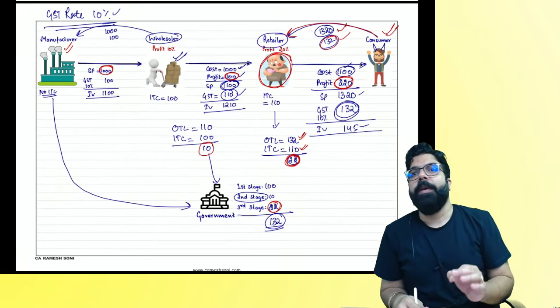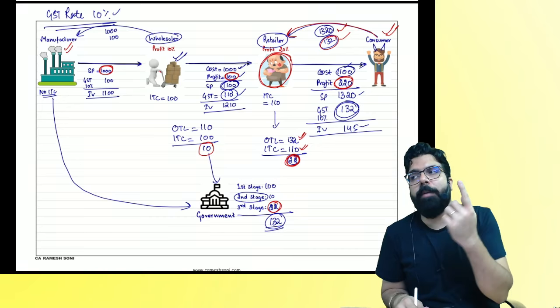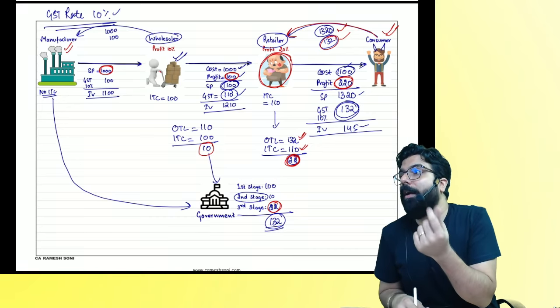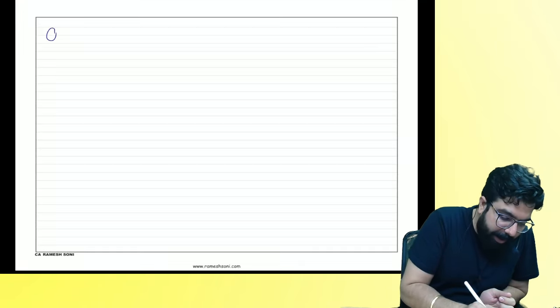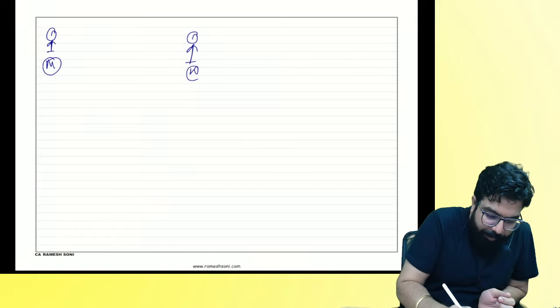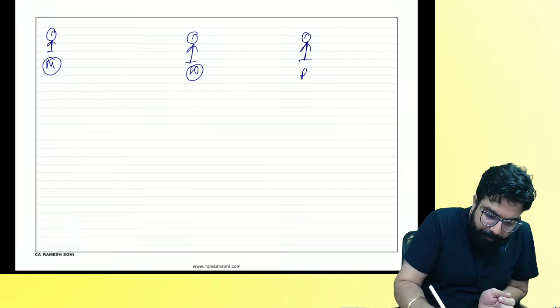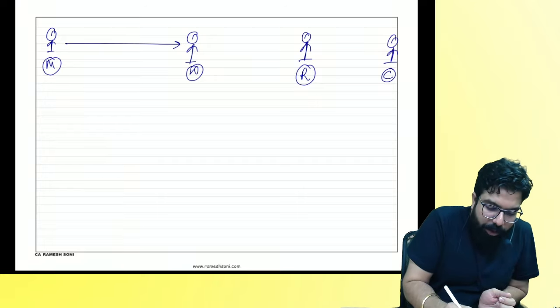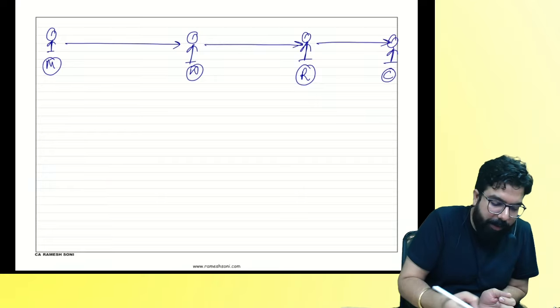Can we go ahead? Did you get it, or do you want one more example? One more you will do. Chalo, I'll draw over here. This is one manufacturer, this is one wholesaler, this is one retailer and this is one consumer. Okay, everyone. He sold goods to him, he sold goods to him, he sold goods to him.